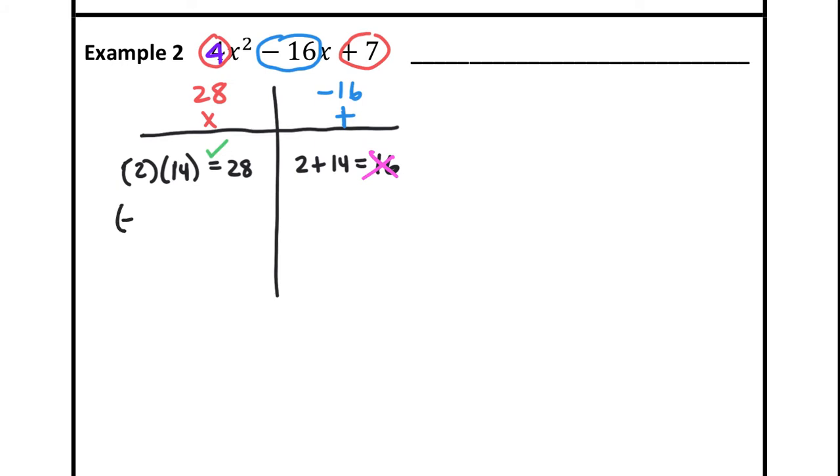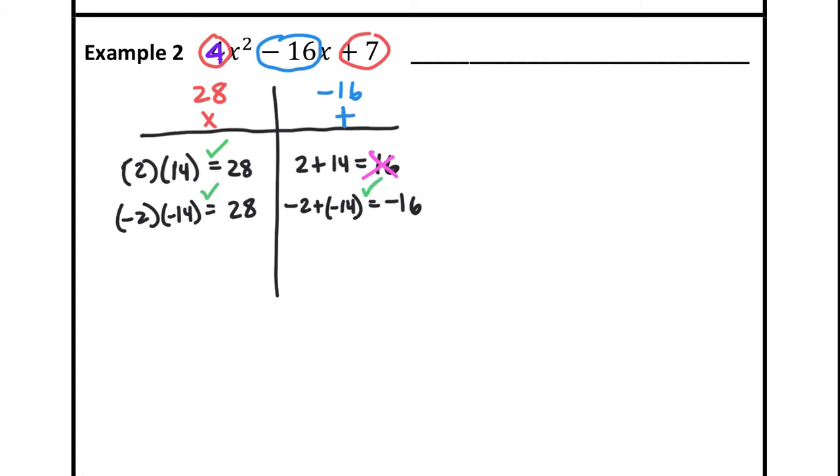So what about negative 2 times negative 14? Well, that's still positive 28, because a negative times a negative is positive. But then what happens when I add these two negatives? What's negative 2 plus negative 14? That's negative 16.